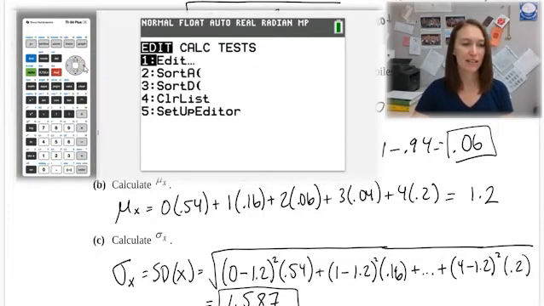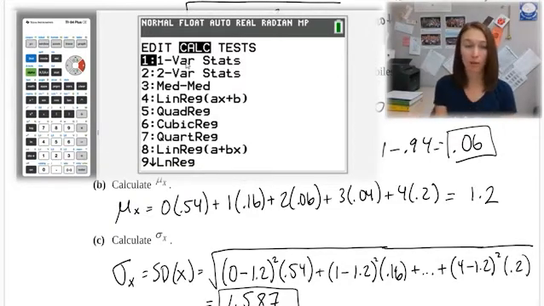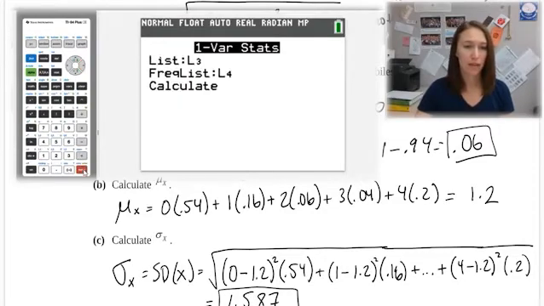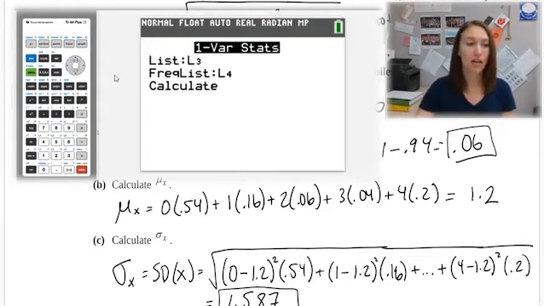So go to Stat, go to Calc, go to 1-Var Stats. So remember, we only have one variable. I know there are 2 rows in our table, but one of them is the variable x. The other one is the probability of that thing happening. So it's not 2 variables. It's just one variable. And we have our list. So our x list is in L3, or if you put yours in L1, wherever your x values are.